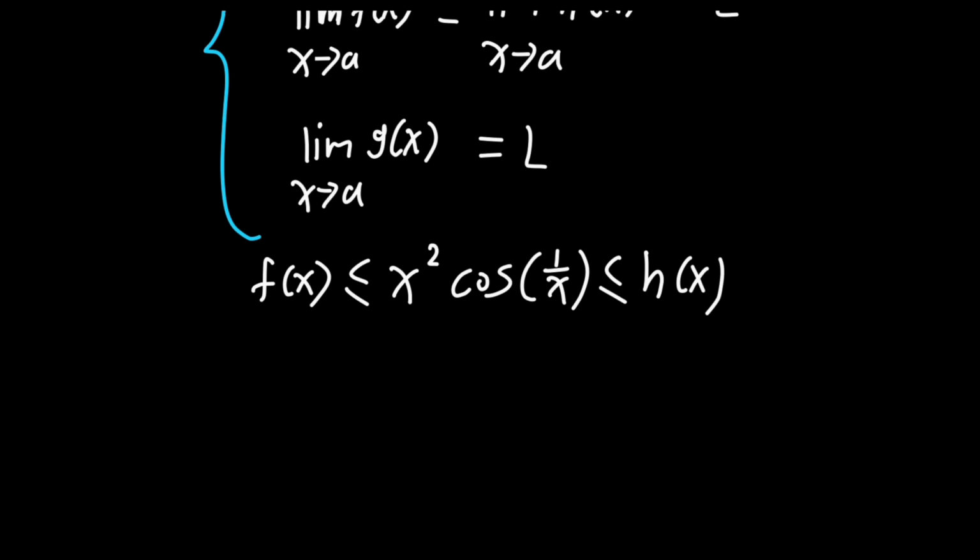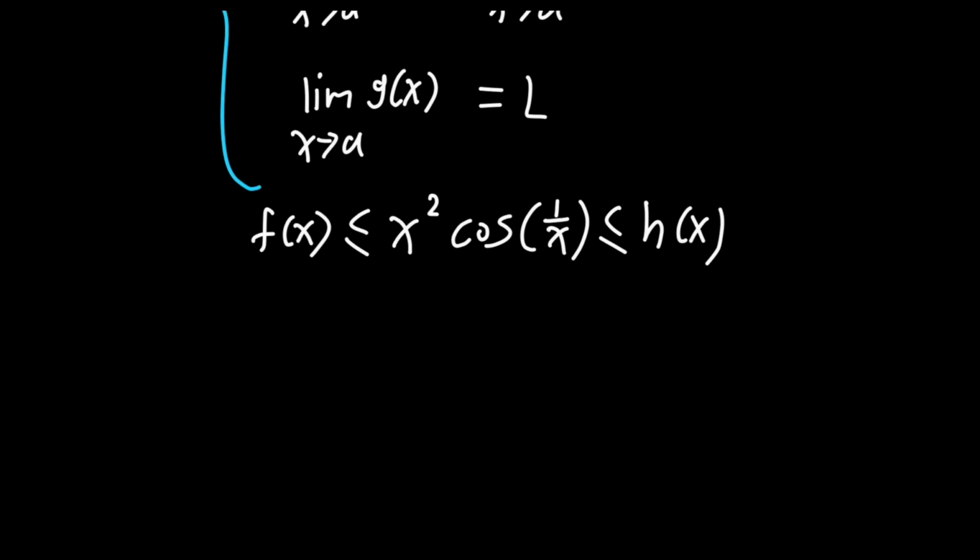What we want to do is to figure out some inequalities, right? It's much easier to split this middle function into two parts: x squared, and then cosine 1 over x. And then separately find their boundary, their inequality.